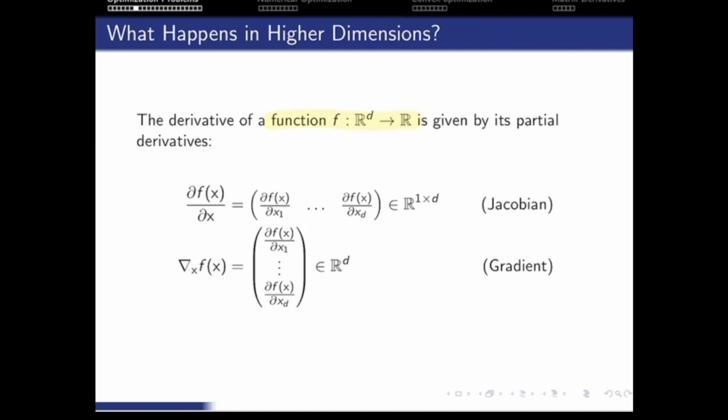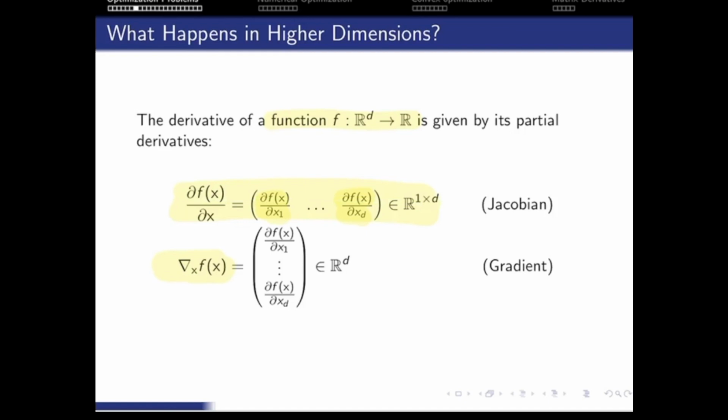Now, the derivative of a function which maps from a vector space to the real numbers is given by its partial derivatives. And the partial derivatives are noted here. Very important for this lecture is the definition of the gradient. The definition of the Jacobian is mentioned here for completeness. It's basically the transpose of the gradient, but most of the time we will work with the gradient.